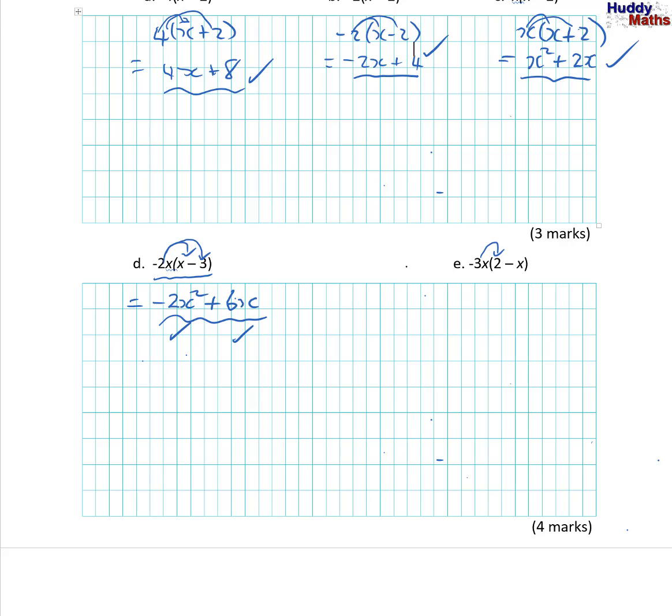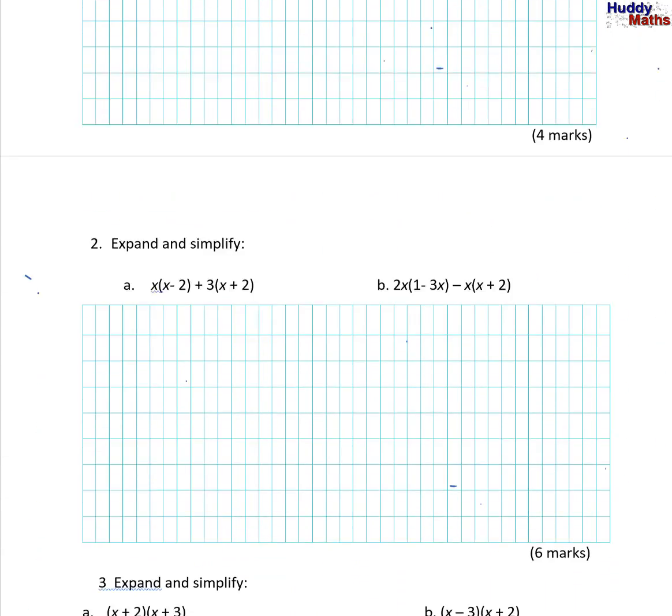And over here, with neg 3x by 2 take x, it's neg 3x times 2. Negative times positive is a negative 6x, so this equals neg 6x, and neg 3x times neg x. A negative times a negative is a positive. 3 remains unchanged, but x by x is x squared. So again, you've got some positive and negative rules and the x squared business going on there. So there are 2 marks there. All right, so how are you going? Hope you're getting some of these. And let's go down and have a look at question 2.